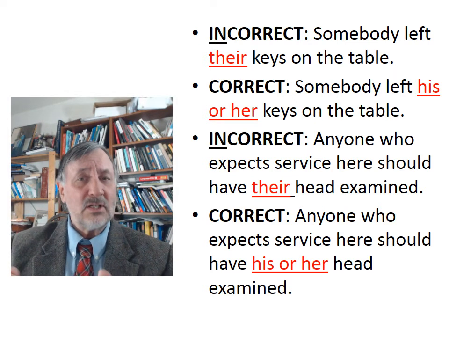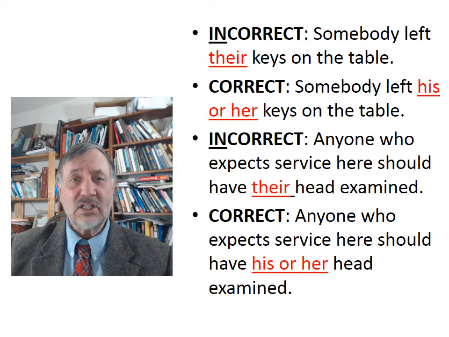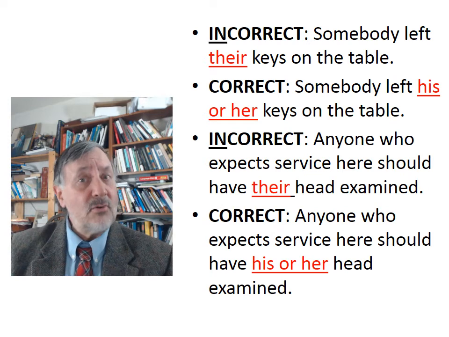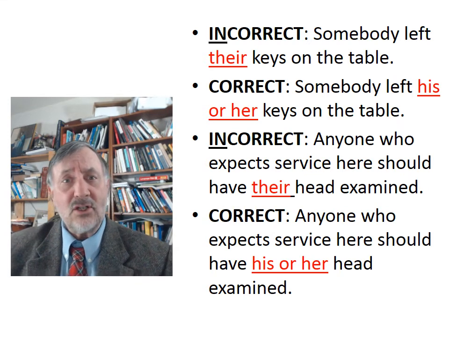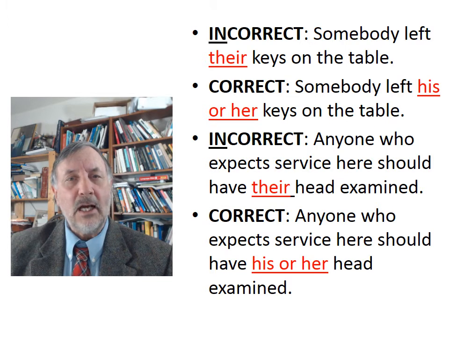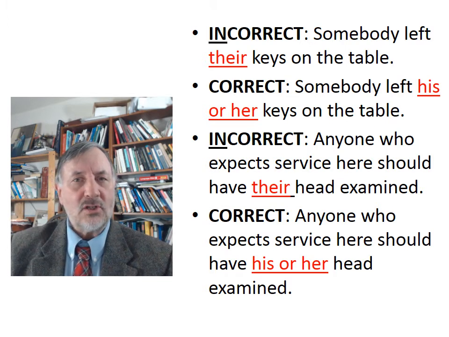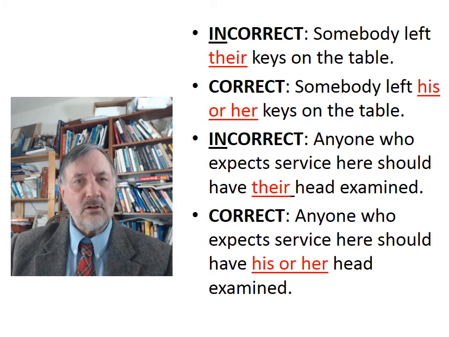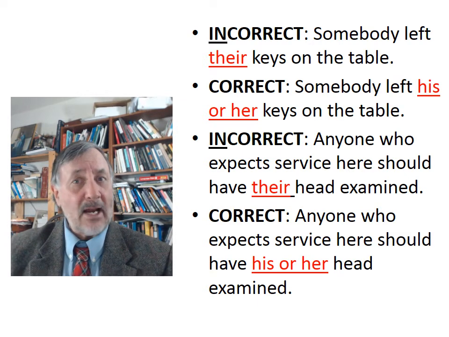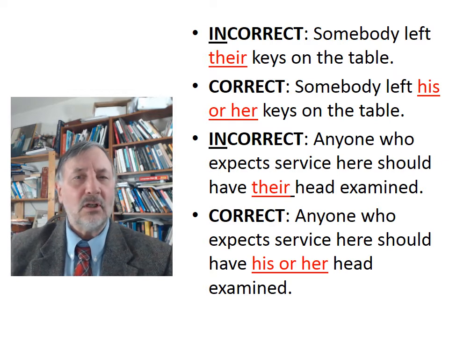So there's a distinction between what's correct in writing and what's correct in speech. And in writing, you should say somebody left his or her keys on the table. And there's a reason for the his or her that we'll get to later. But for right now, you want to just remember to stay gender neutral. And you don't know if it's a man or woman, boy or girl, who left keys on the table, so you say his or her.